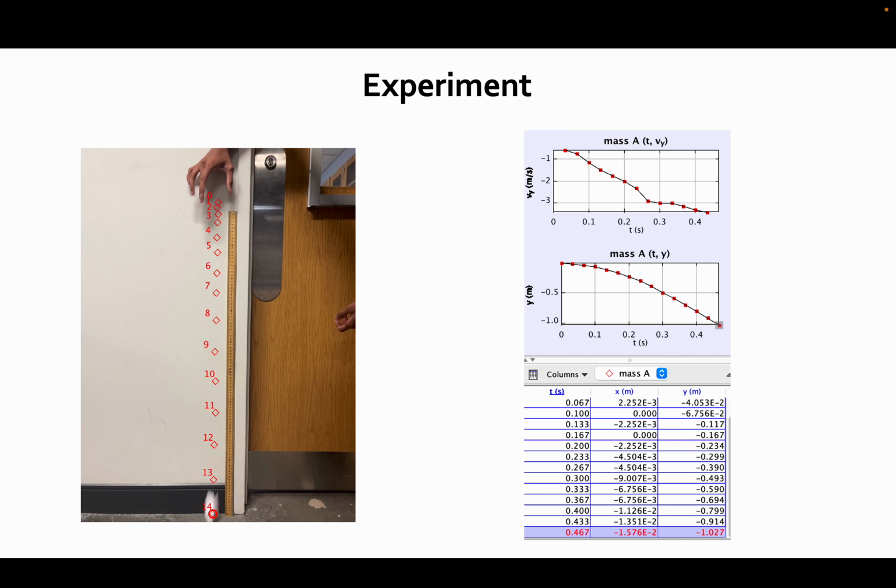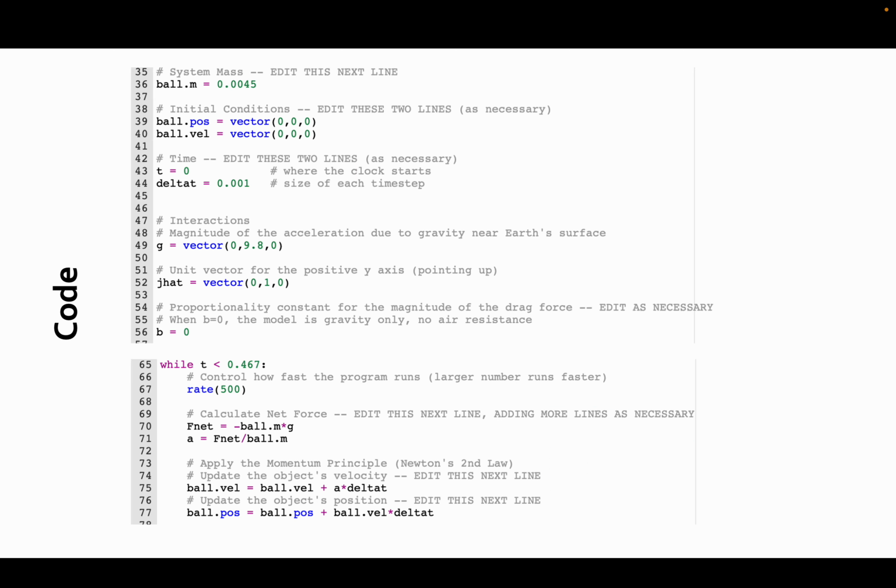I then took the video and put it into Tracker, where I analyzed the motion of the paper. From Tracker, I could see that the change in the y position was not linear. This is because the force of gravity is in the negative y direction, causing the paper to accelerate as it moves downwards. I also coded a computational model of the situation.